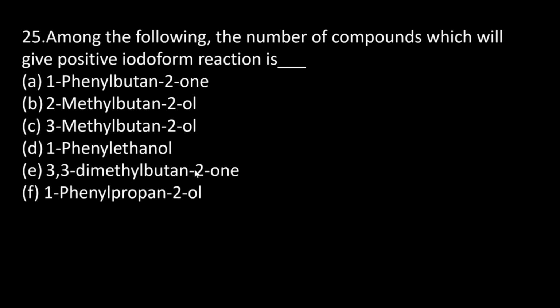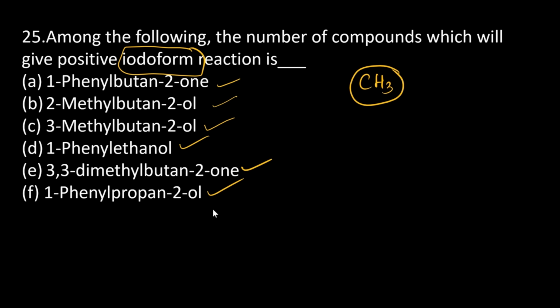Among the following, the number of compounds which will give positive iodoform reaction. I told you iodoform requires a CH3 group, only a CH3 group next to the functional group. So 1-phenylbutanone, 2-methylbutane, 2-ol. These alcohols, just convert them to aldehydes or ketones and check. Okay, so check what is your answer and let me know in the comments.